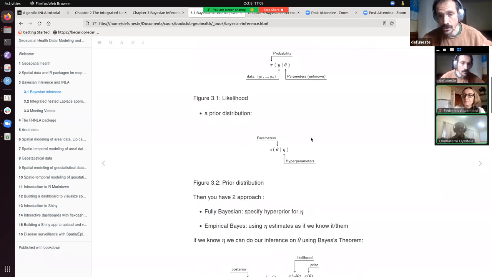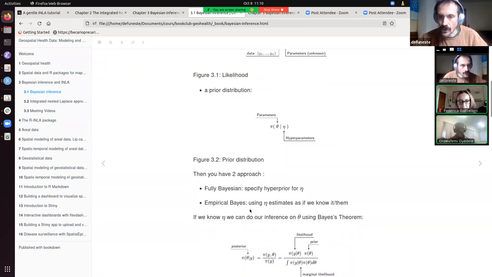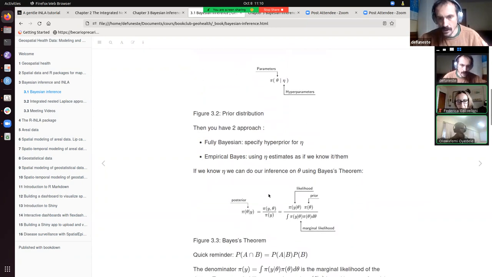Here you have two approaches. Either you go fully Bayesian and you specify a hyperprior for this eta. The little n is eta in Greek, I'm not too good with Greek letters. Another approach is using empirical Bayes, where you use estimates. Let's say I know the average age of a student is around something, so I will use that to get the parameters. You need to find a way to get this data, and when you get it, you can do your inference on eta using Bayes' theorem.